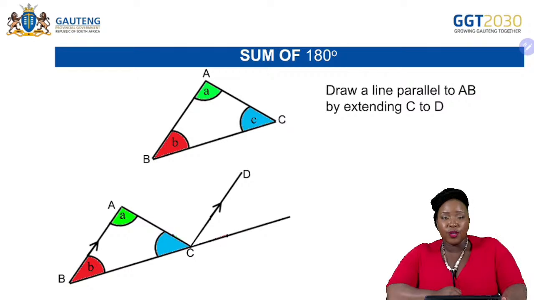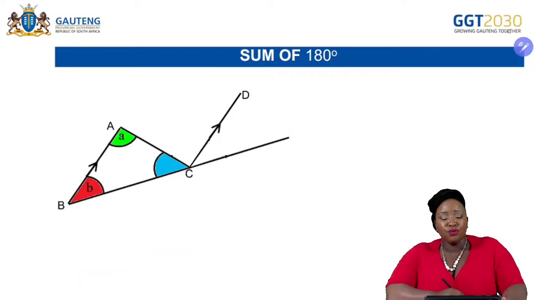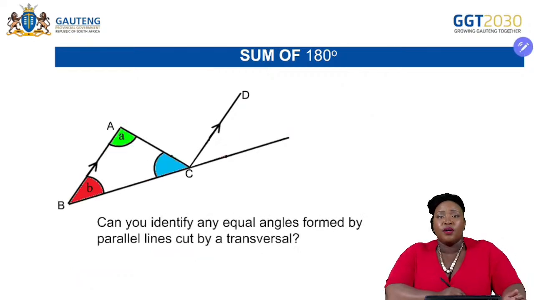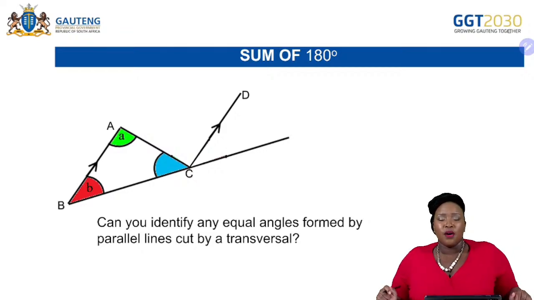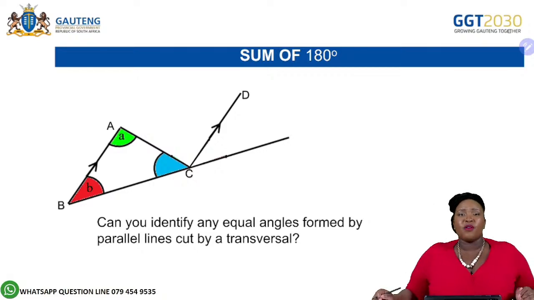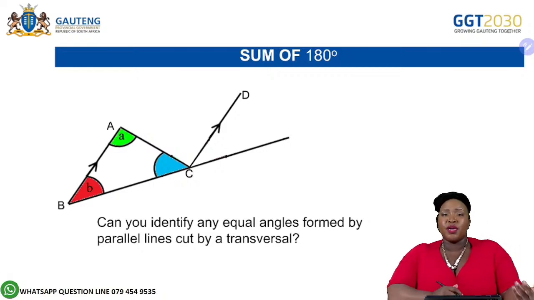Now from here, what's going to happen? We are going to look for equal angles formed by parallel lines cut by a transversal. Do you still remember what that is? Remember your parallel lines: corresponding angles, alternate angles, and co-interior angles. Yes, so this is where we are here. So now I need you to identify a pair that looks like that. Show me which angle is equal to which one.